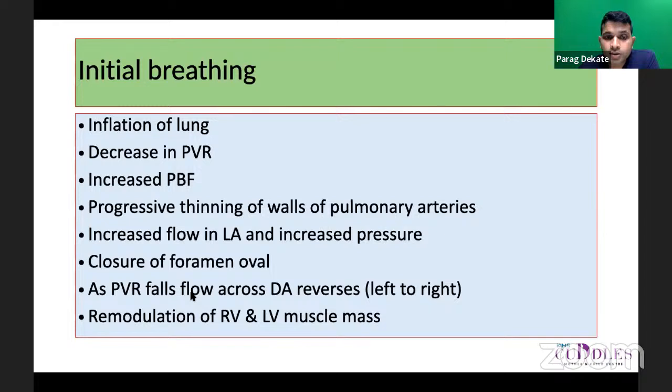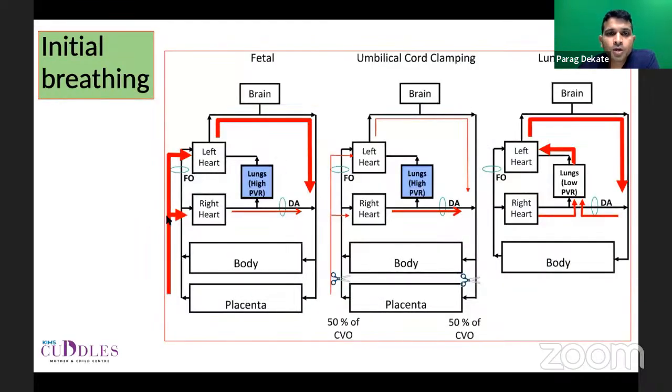As PVR falls, flow across the ductus arteriosus reverses from right to left; it becomes left to right. There will be increased oxygen in the ductus arteriosus and it will close. And there will be a remodeling of the RV and LV muscle mass because of the persistent pressure and volume overload. So this is the fetal.